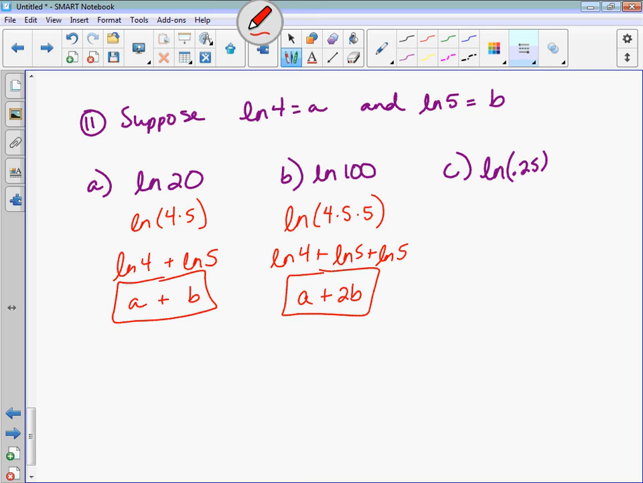So guys, natural log of 0.25, a lot of people are always trying to figure out, okay, well 25 is 5 squared, and how do I make it 0.25? You don't actually use the 5 at all in this. Isn't 0.25 just 1/4? Yeah. So isn't that natural log of 1 minus natural log of 4? It is negative A. Because what is natural log of 1? 0. Okay, so this is negative A.